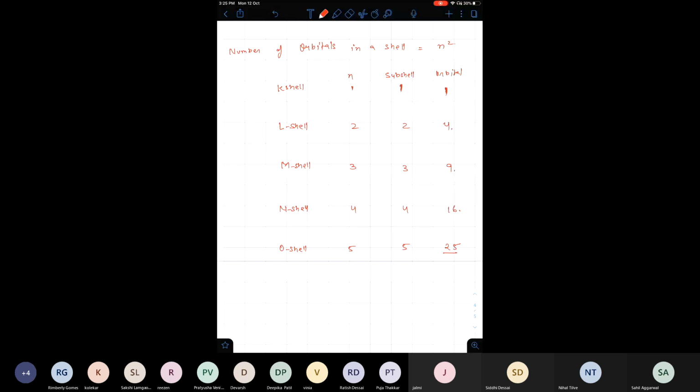How many total shells are possible? There can be infinite number of shells around the nucleus of an atom, but not all of them are filled. Okay, Komal, हमें केवल 5 शेल तक पढ़ना है, but there can be infinite number of shells around the nucleus of an atom. All of you understood?